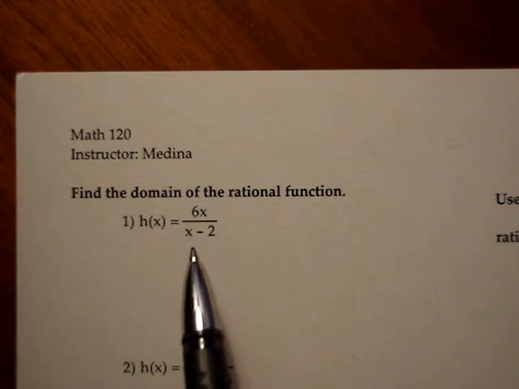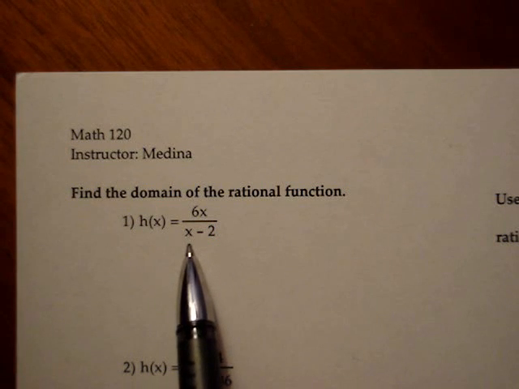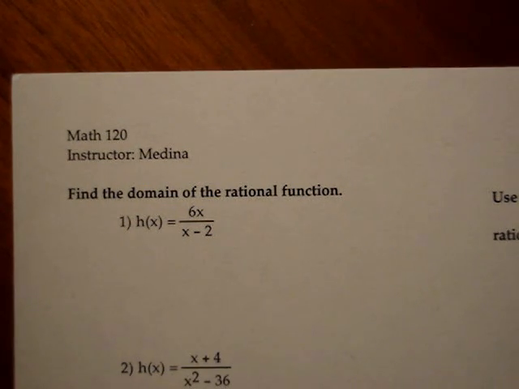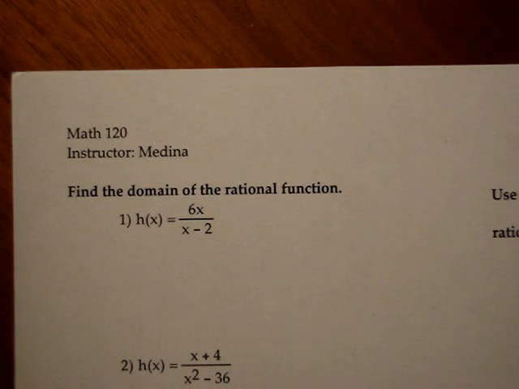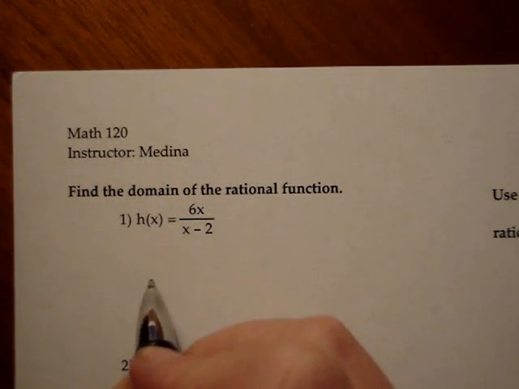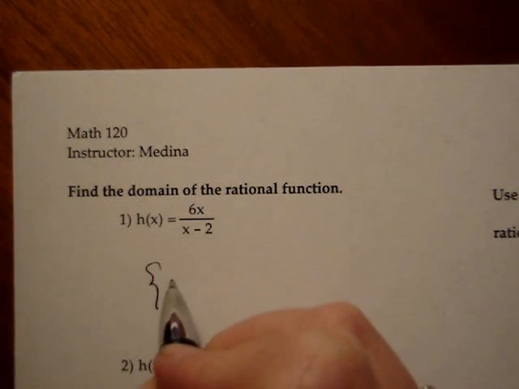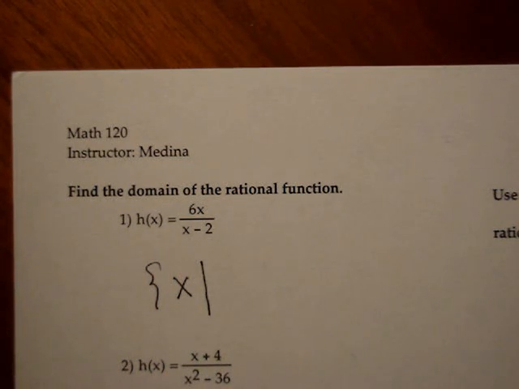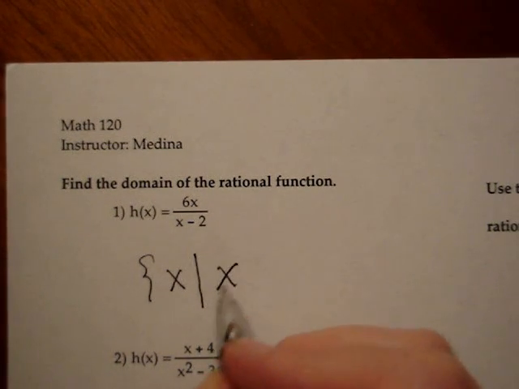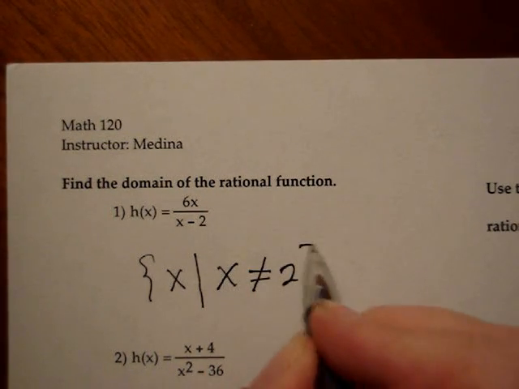x's can't be used. We know that x can't be 2 because that would cause a 0 in the denominator, and that's not allowed. So the way we're going to write this is we're going to use set builder notation. Okay, so we make our fancy set brackets, and we say the set of all x's, because those are our input values. That line means such that, remember now the rule comes next, x does not equal 2.